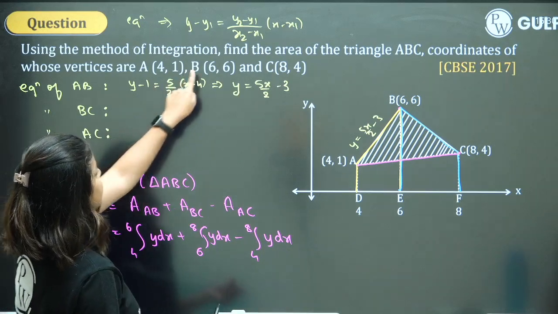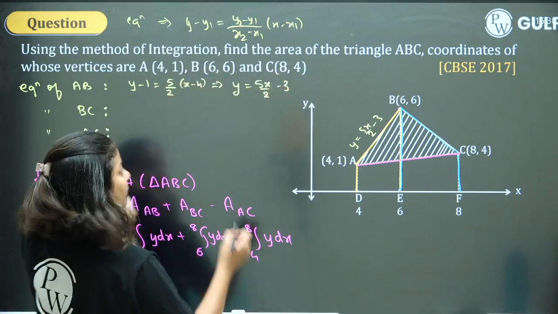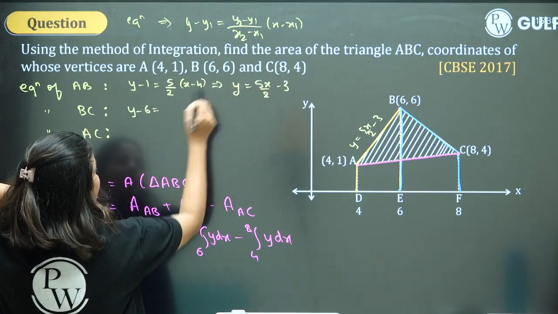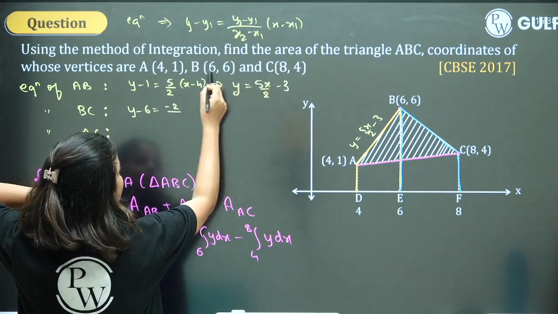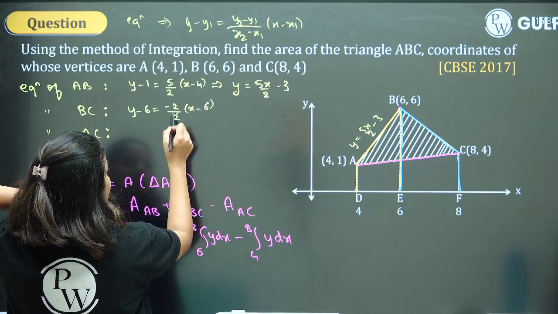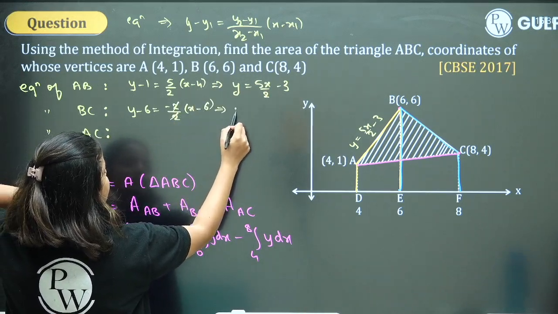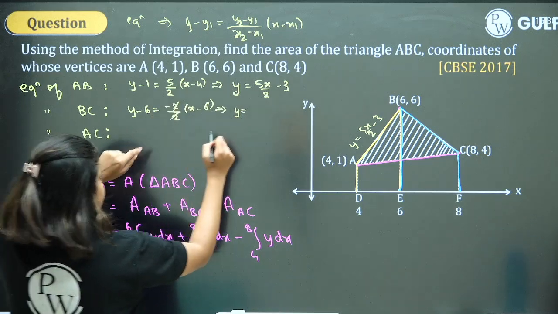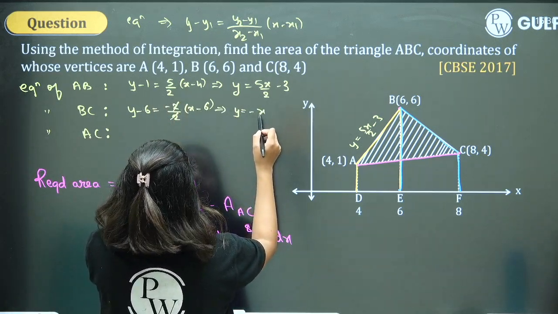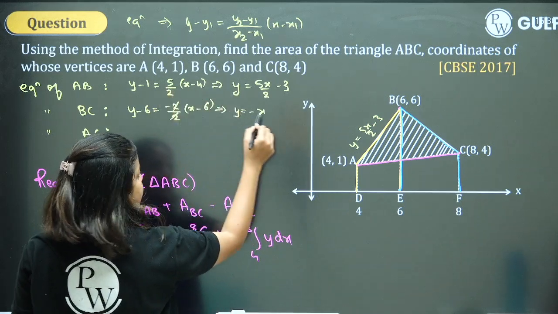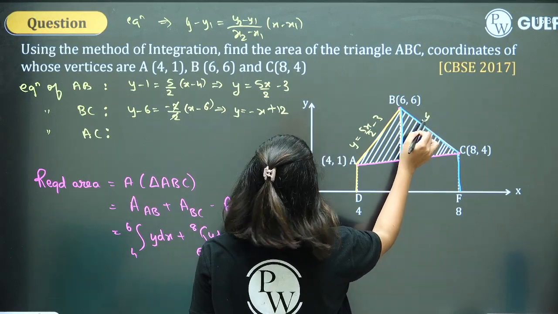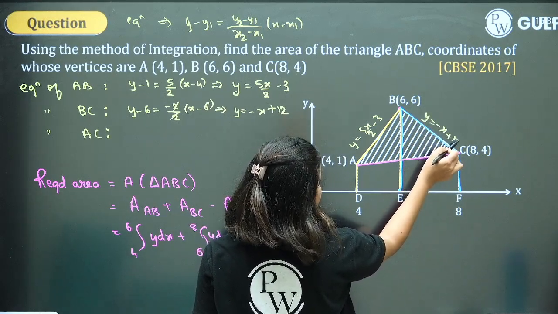Let's find for BC, x1, y1, x2, y2. Formula is y minus y1 is equal to y2 minus y1 upon x2 minus x1 into x minus x1. 2 cancel, minus sign will go in and 6 on the other side. Minus x, minus of minus plus 6, 6 plus 6, 12. The equation of this line is y is equal to minus x plus 12.